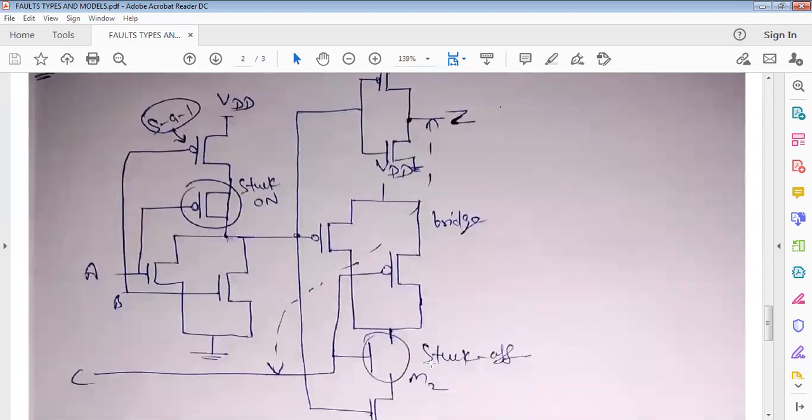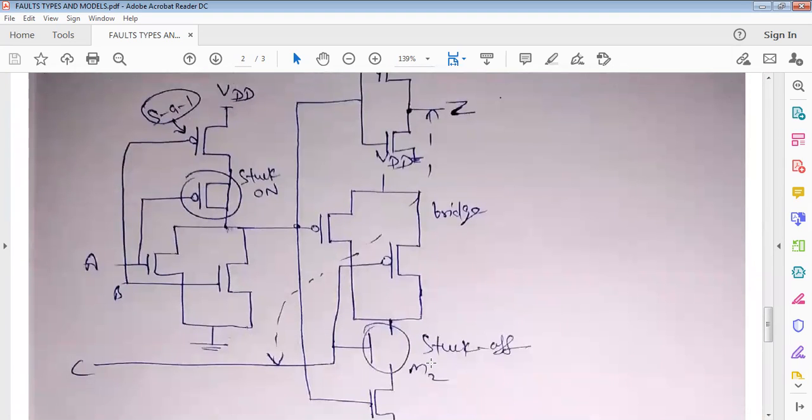Now let us consider another example. Here in this example we can see that due to the fabrication process, if there is a connection that has been made by mistake between the supply rail and the B line, then whatever value you give here, 1 or 0, this B line will always be stuck at 1 because it is connected to the supply rail. This is known as a stuck at 1 fault.